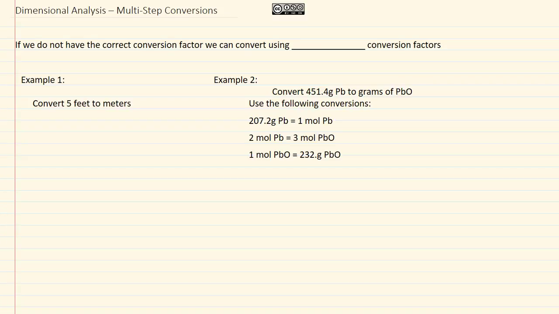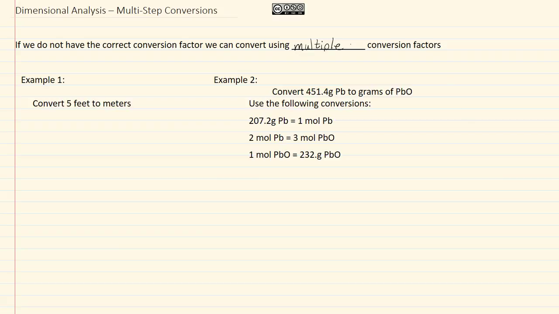Dimensional analysis, multi-step conversions. Sometimes we don't have the correct conversion factor for converting to a specific unit. When that happens, we can convert using multiple conversion factors. So let's take a look at our first example here.